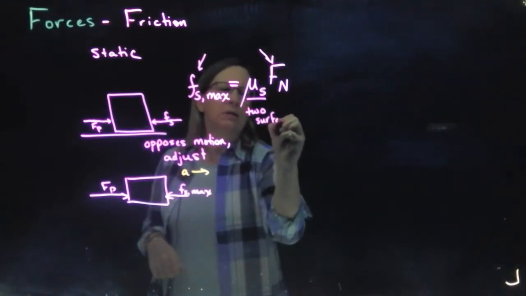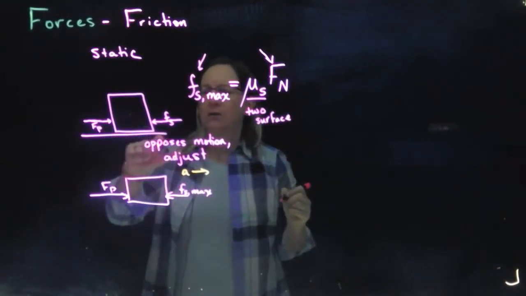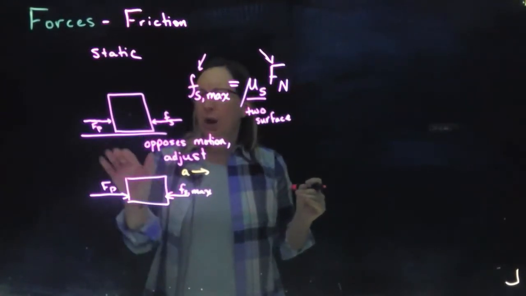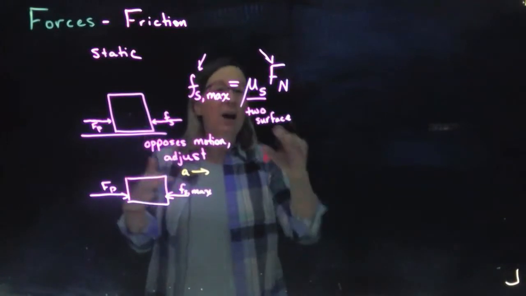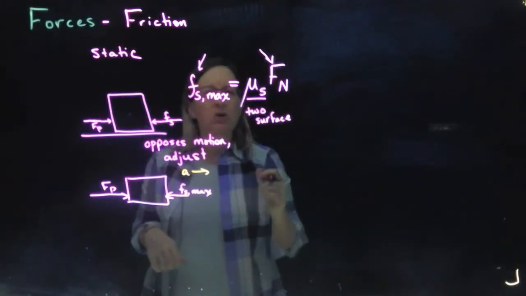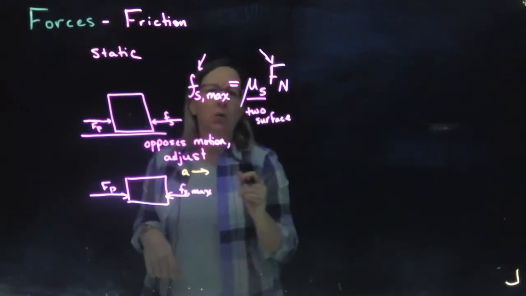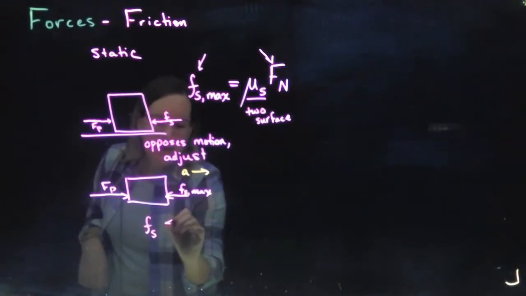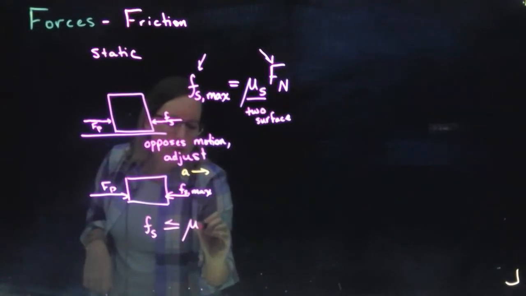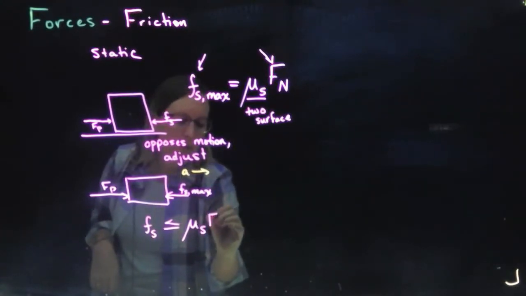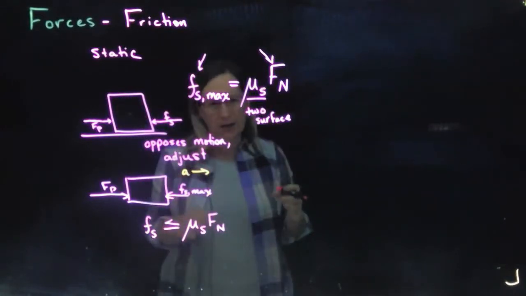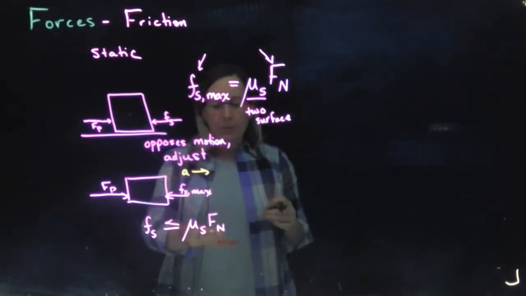Like, is this a wooden block sitting on ice, for example? That would be low friction. A wooden block sitting on a rubber mat, that would be a high coefficient of friction. So in general, this is the equation for the maximum. Our static friction is less than or equal to this maximum value, and the maximum value is the one we reach right before it lets go. And it depends on the normal force.